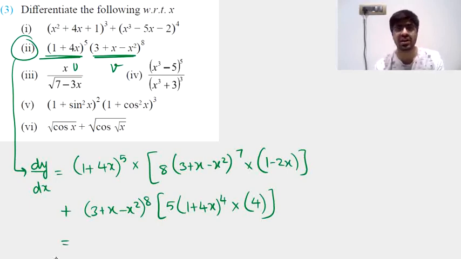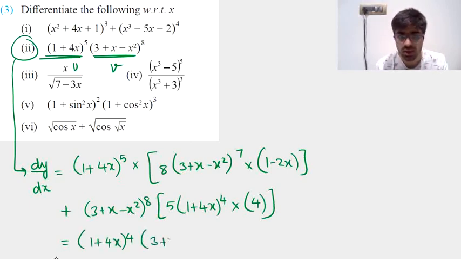Now you can definitely take out a few terms common from here, that is (1 + 4x) to the power 4 can be taken out common, and this bracket to the power 7 can be taken out common. So you are left with (1 + 4x) to the power 4, and then there is (3 + x − x²) to the power 7.